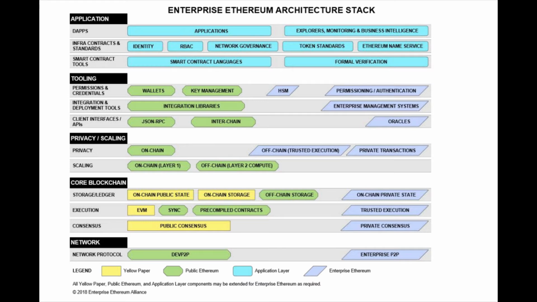So if we work our way up from the bottom of the diagram, at the bottom we have the network protocol. Right now, because it's focused on Ethereum 1.0 technologies, this contains DevP2P, and we also believe over time there will potentially be enterprise-specific communication protocols invoked there.